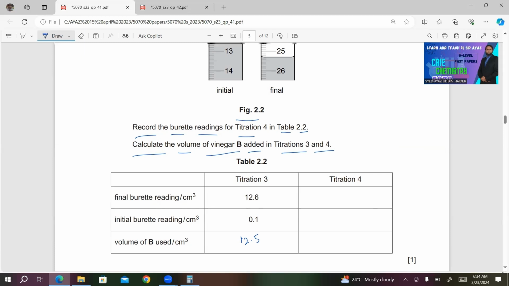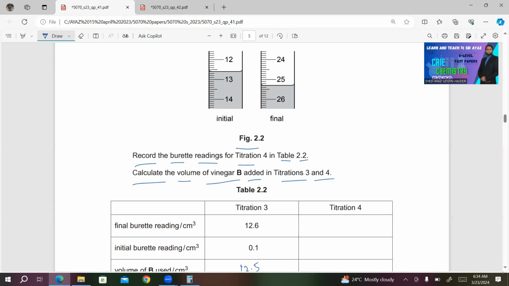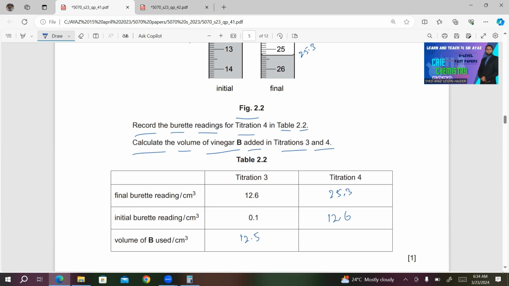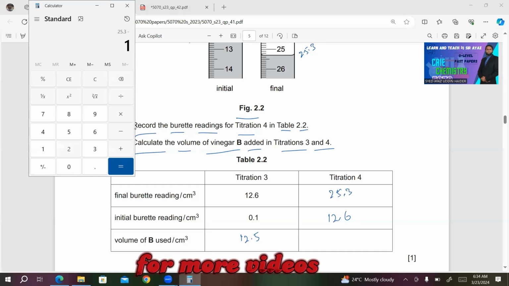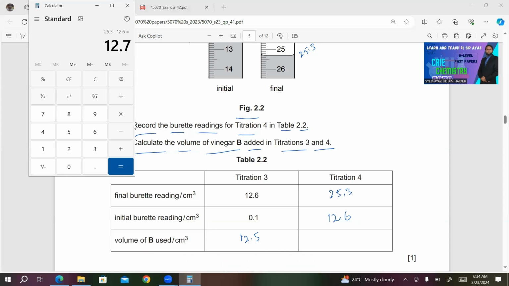What about titration 4? Final burette reading is 25.3, so I will write 25.3. Initial reading is 12.6, so I will write 12.6. In order to get the volume of B used for titration 4, we need to subtract 12.6 from 25.3. So the answer will be 12.7.